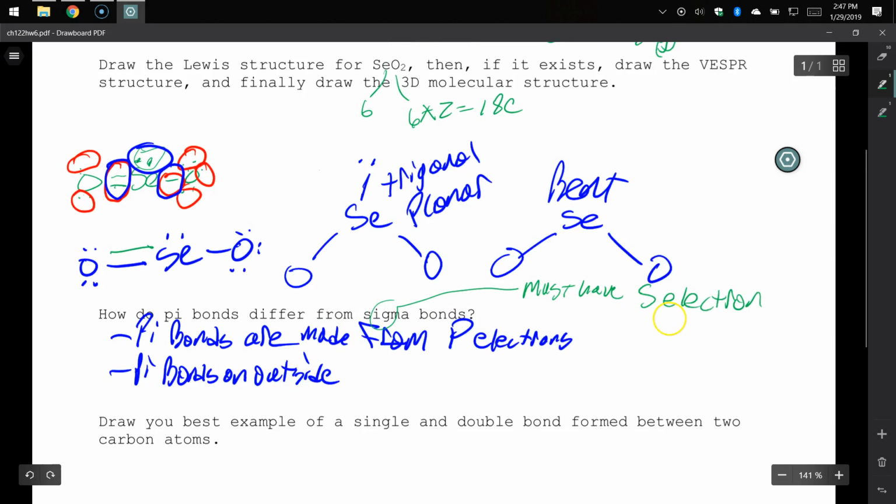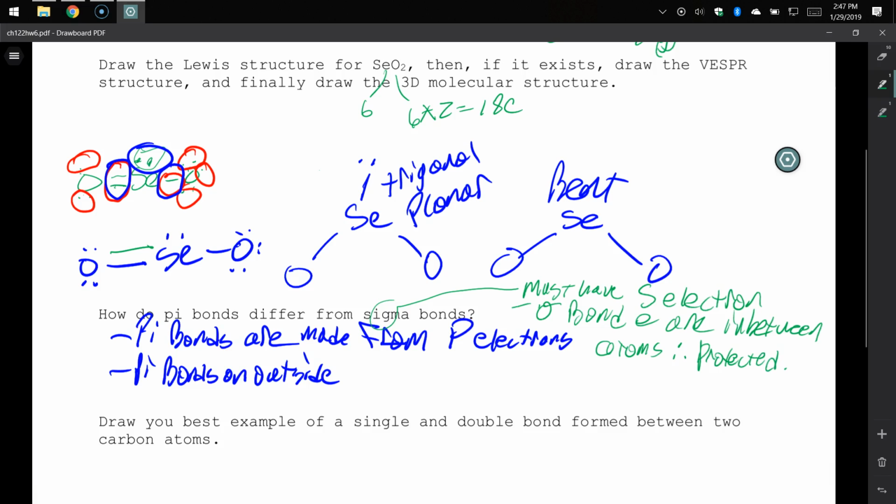So there has to be some S, and that forces the sigma bond electrons to be in between atoms. So therefore they are, I don't know, protected. They're harder to react with. They're less reactive.